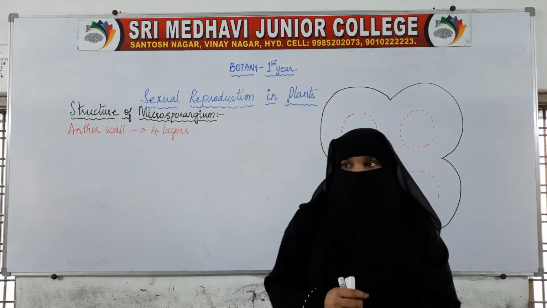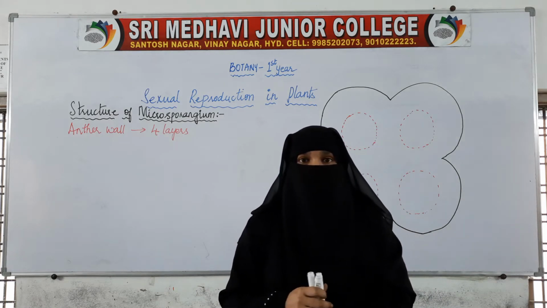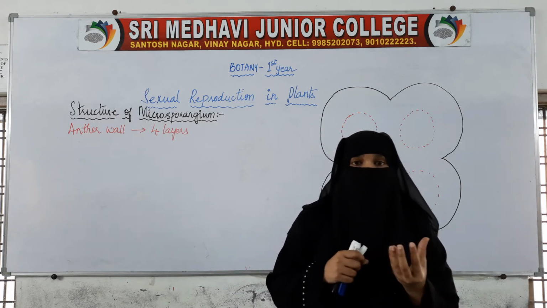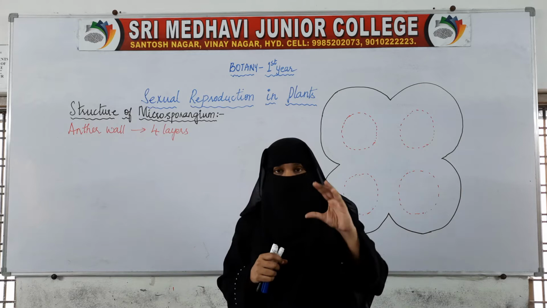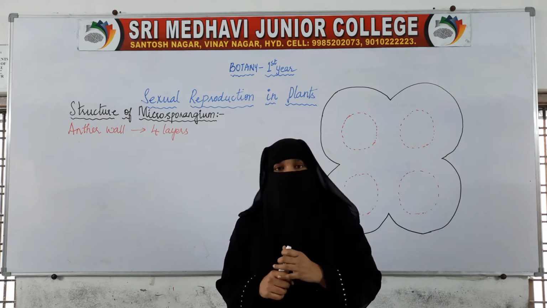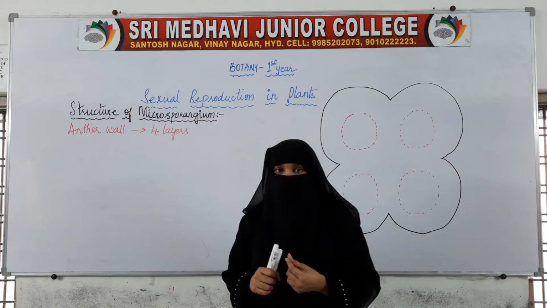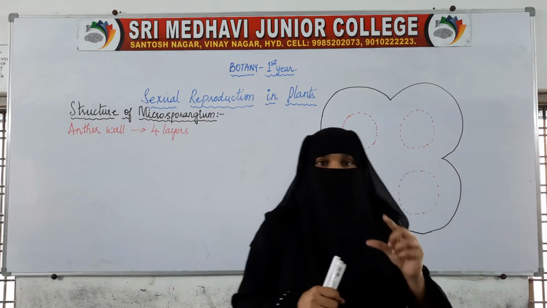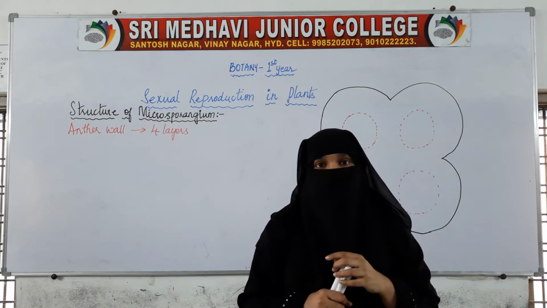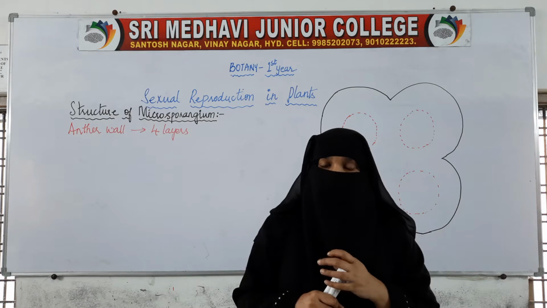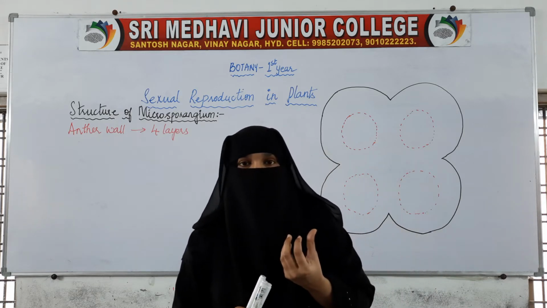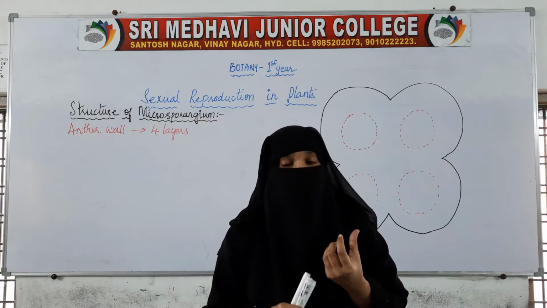Welcome everyone. In the previous class we have seen the basic structure of a stamen. The stamens are the male reproductive structures, and each has two parts: a tube-like structure, which is the filament, and a head-like structure, which is the anther. Each anther is bilobed, and inside each lobe we find two sac-like structures, which are called microsporangia.